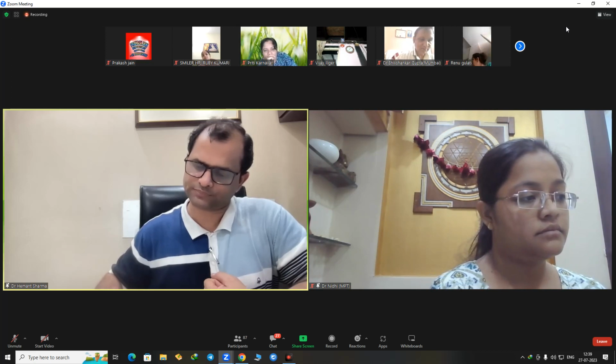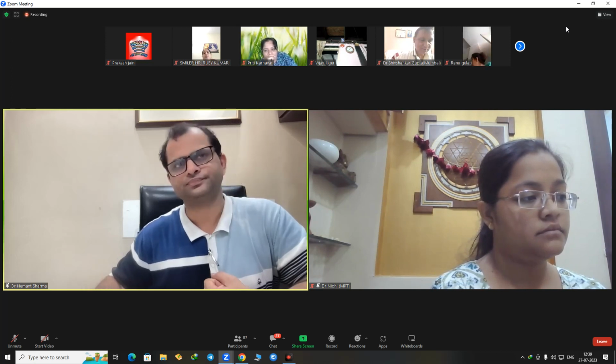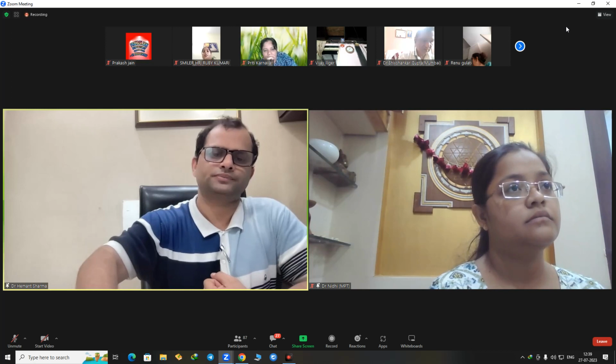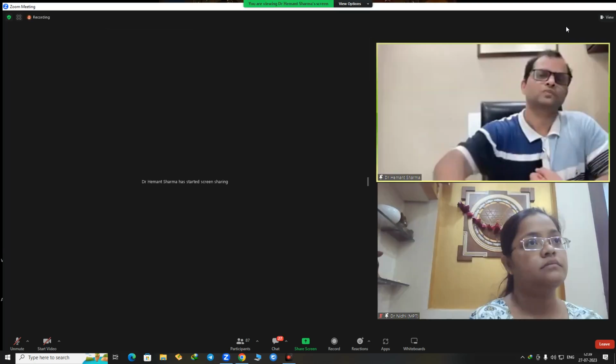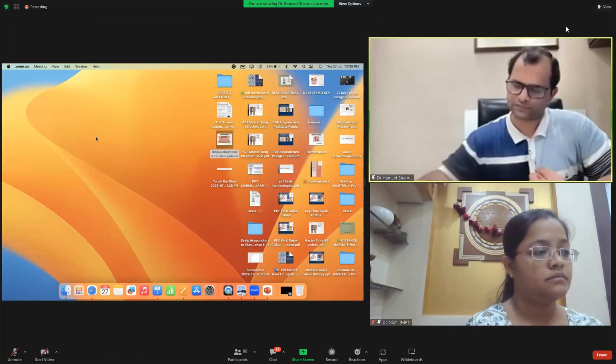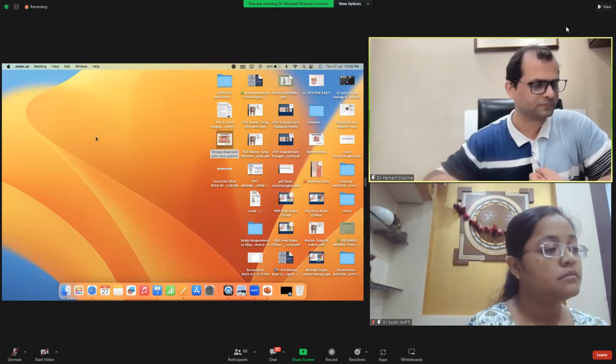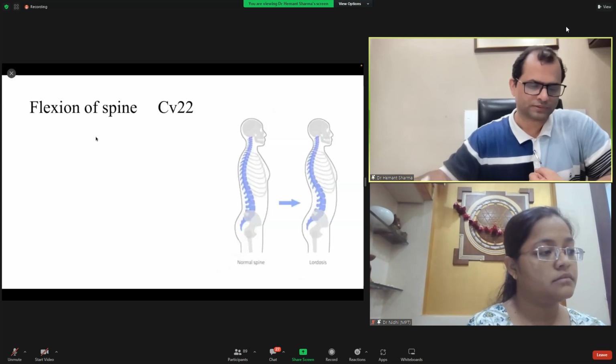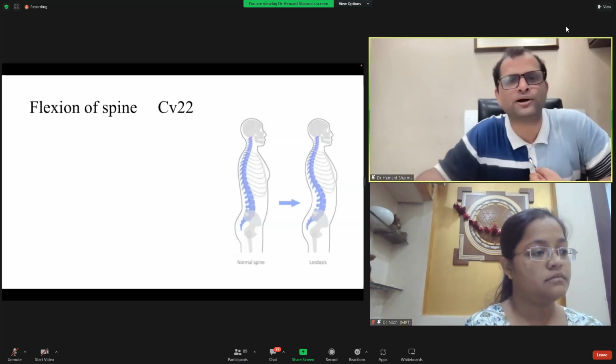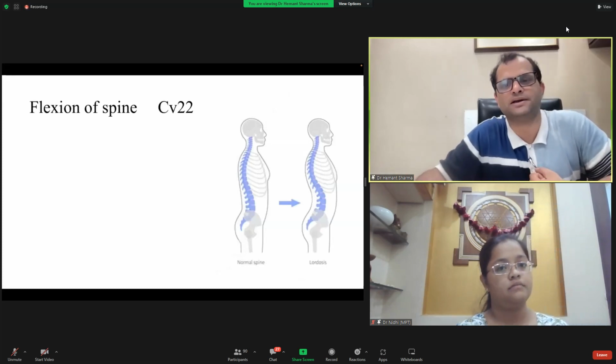So look here. This is the point for lordosis. That is called CB22, flexion of the spine.